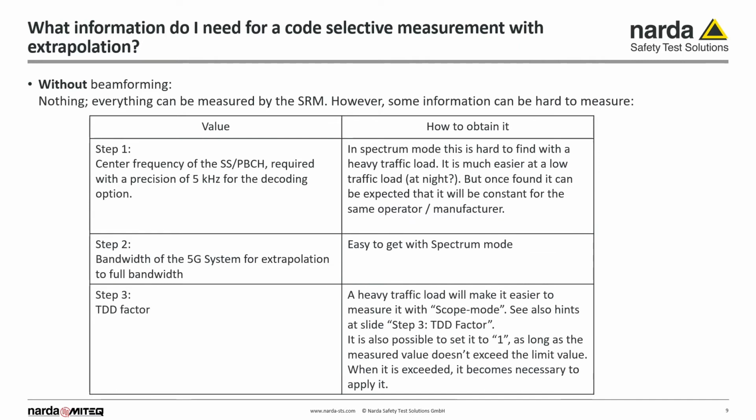TDD factor: can be determined at high traffic levels in scope mode. See the information in part 5 of 5G in a Nutshell. If the measured value is below the limit value, the TDD factor can simply be left at 1. It cannot be greater than 1 anyway, only smaller.